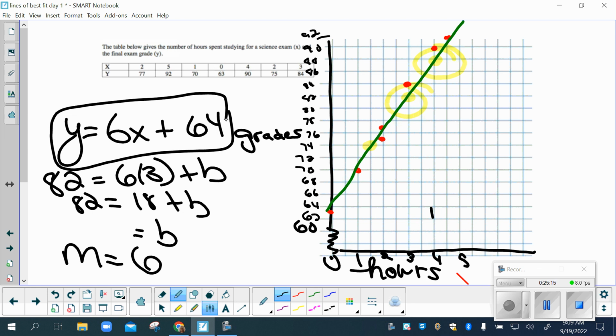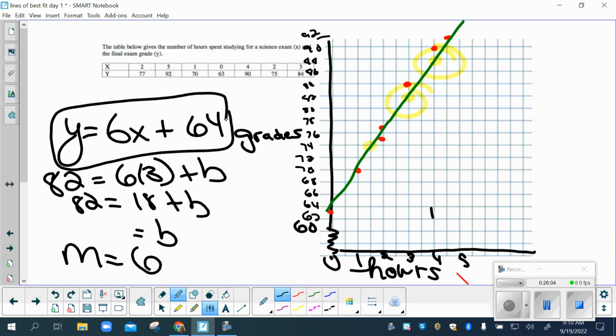Now let's go one more step. Say you decide that you have 4.5 hours to study. Plug in 4.5 and tell me what grade you can expect to get on your test. What grade should you get if you study for 4.5 hours? We're plugging that in for X. Does that make sense? We're interpolating because 4.5 fits in our data. It's tricky. This stuff is tricky.